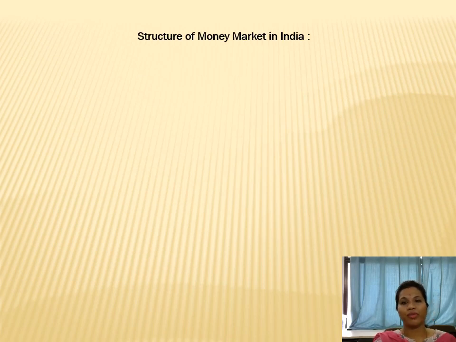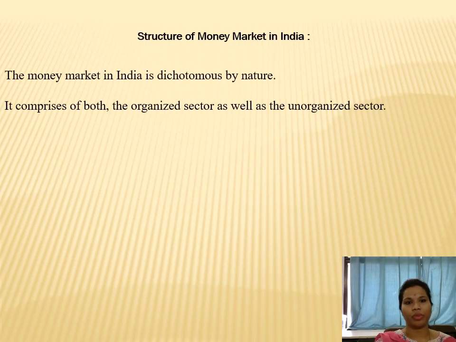Now we will discuss the structure of the money market in India. The money market is dichotomous by nature. What does dichotomous mean? It means it has two different sides: an organized sector as well as an unorganized sector. The organized sector means everything is properly organized, employees, payment, and duties are all fixed. The unorganized sector is the opposite of the organized sector.